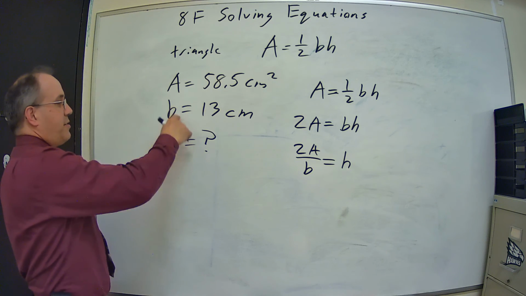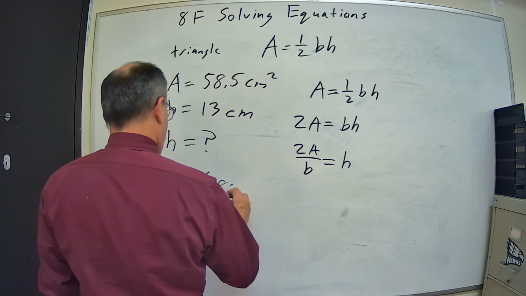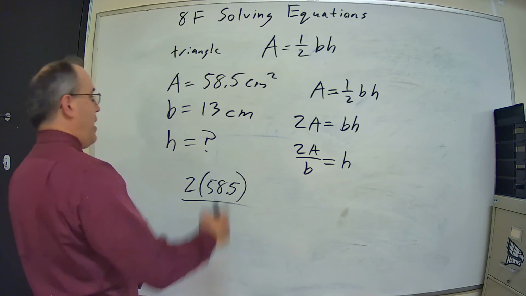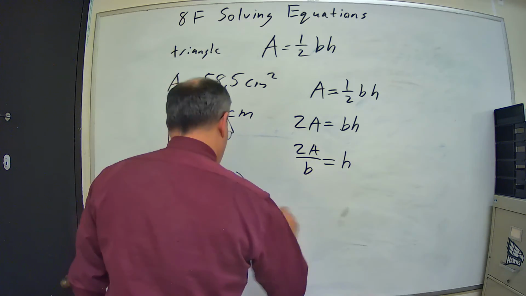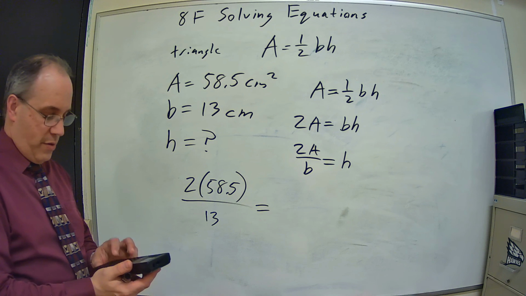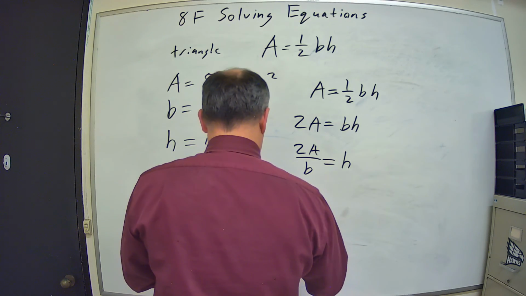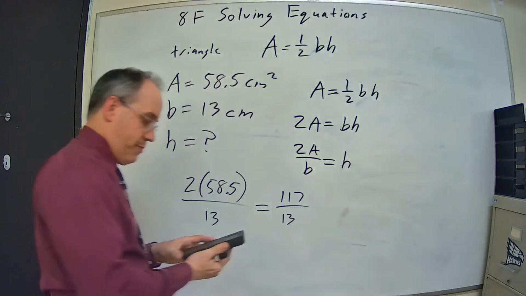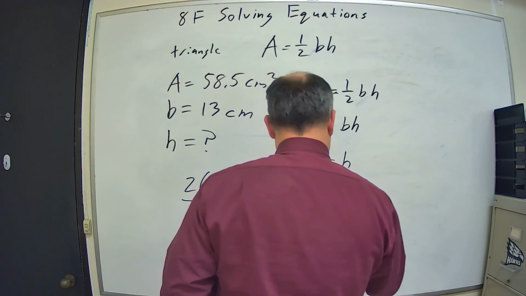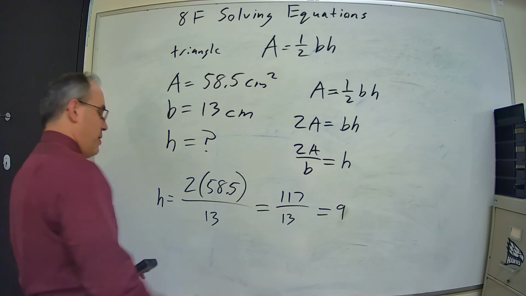Well, I know what A is, I know what b is, so 2 times 58.5 divided by 13 is equal to what height? So 2 times 58.5 gives me 117, divided by 13, which gives me 9. So the height is equal to 9.